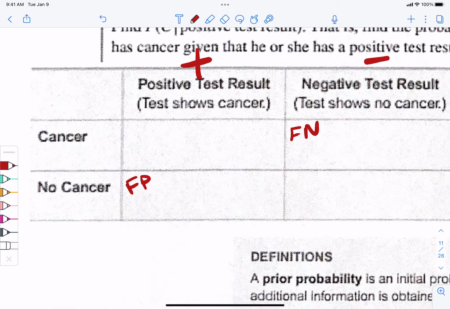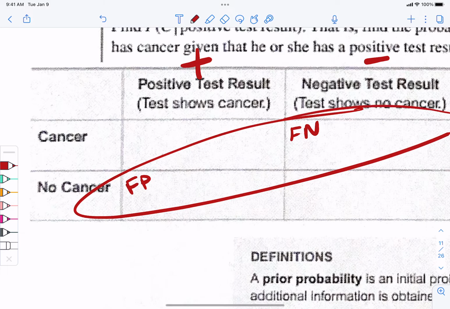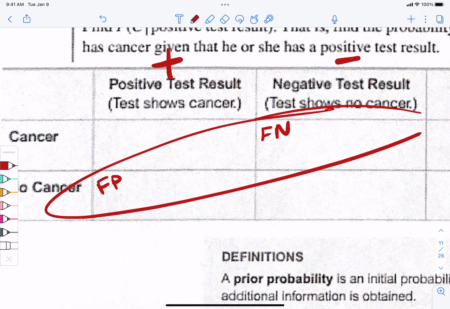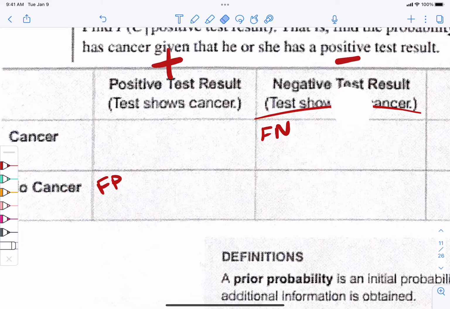If you had to be one of the two, which one would you rather be? You would rather be a false positive. You would rather have the crap scared out of you and end up having no cancer. What happens to the false negative people? They don't get treatment, and then 2 weeks later they're done. That stinks. So that's how this table is breaking down.